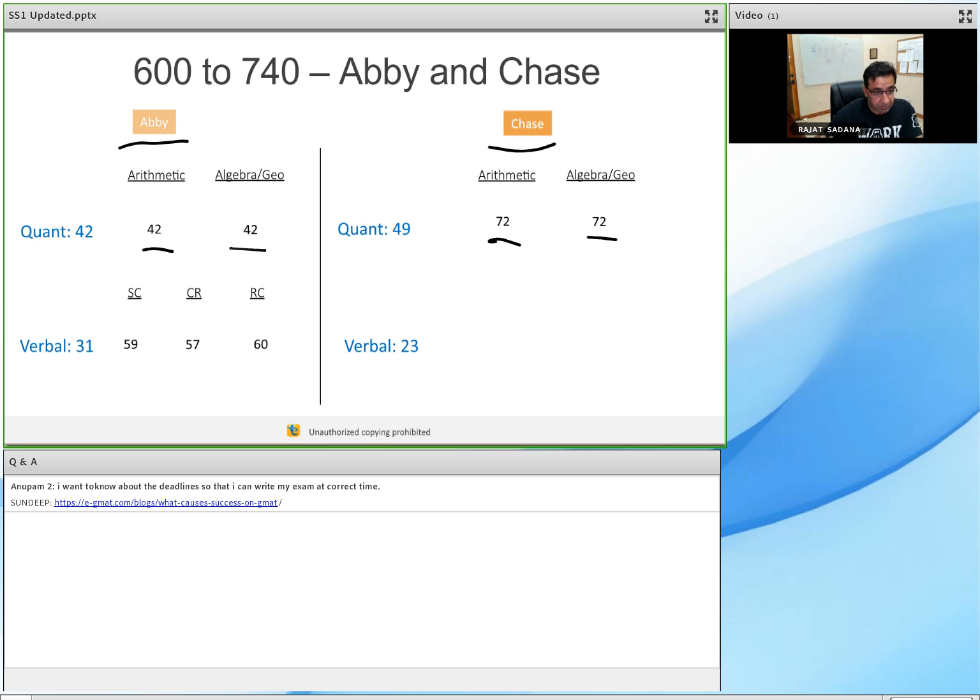And then in SCCR and RC, we're going to put Abby at around 60th percentile, and we're going to put Chase at around 35th percentile or so. Okay, just to keep things simple, because there's so many numbers out there.